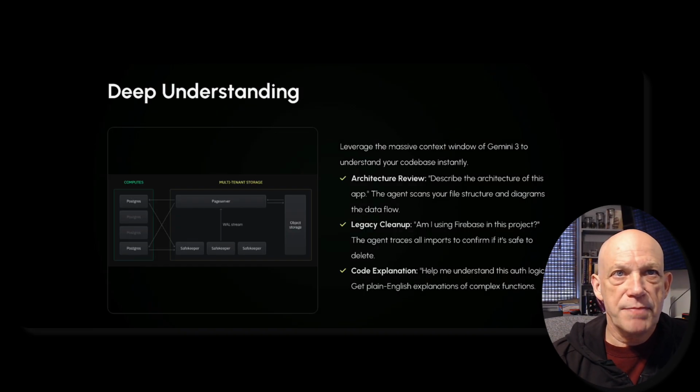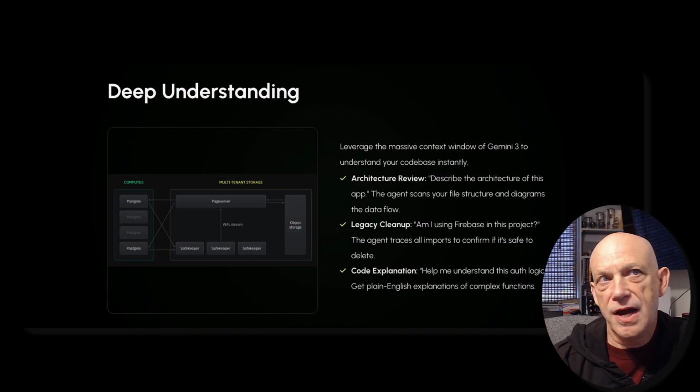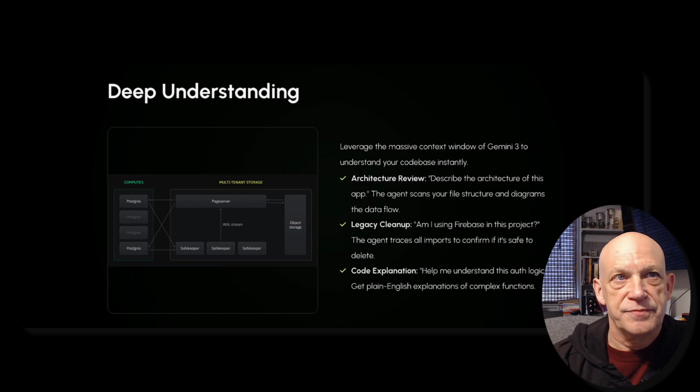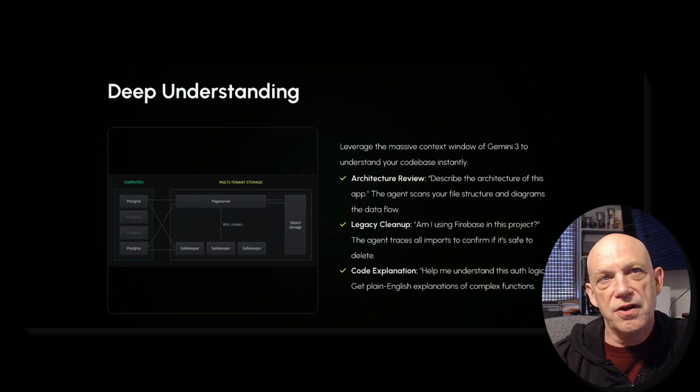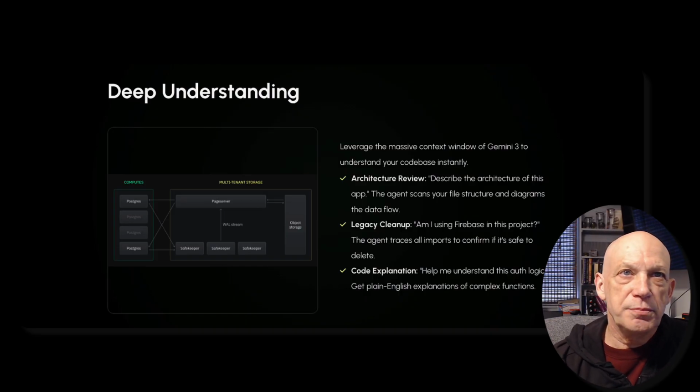Antigravity leverages the massive context window of Gemini 3 to understand your code instantly. You can use it for an architectural review by asking it to describe the architecture of this app, and it will diagram your data flow. You can use it for legacy cleanup, ask, "Am I still using Firebase in this project?" and it traces all imports to confirm if it's safe to delete. Or use it for code explanation. Ask it to "help me understand this auth logic," and you'll get a plain English explanation of complex functions.